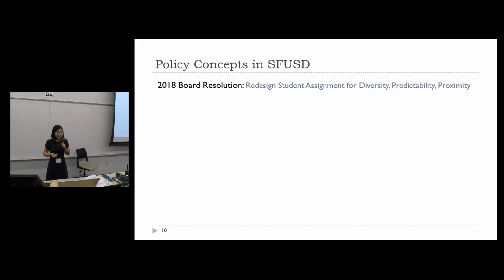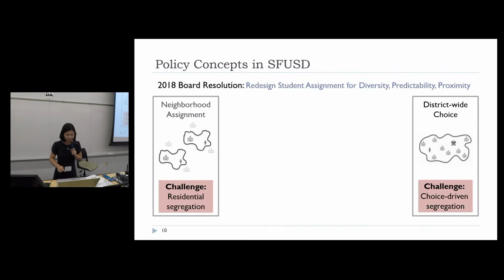So motivated by this and other challenges, in 2018, the San Francisco Board of Education resolved to redesign student assignment toward the goals of diversity, predictability, and proximity. The problem that they faced was the existing school choice policies or student assignment policies had limitations in being able to address all of these goals. If we think about neighborhood assignment, this faces the challenge that the neighborhoods themselves are segregated. And if we look at district-wide choice, which was being used in San Francisco, we actually see that there's choice-driven segregation and that none of the district's goals are being met.